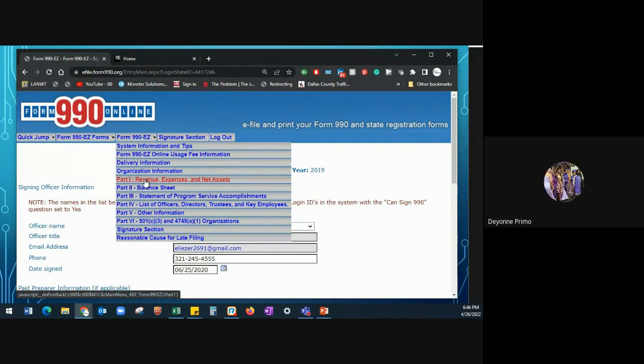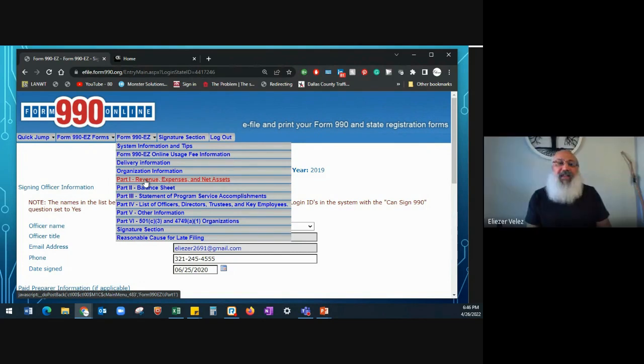So Eliezer, at what stage do you start filing based on all the information we just received? Because Daughters has never filed a tax return. Okay. Yeah, that is because your revenue is below the threshold, so you don't need to file this.